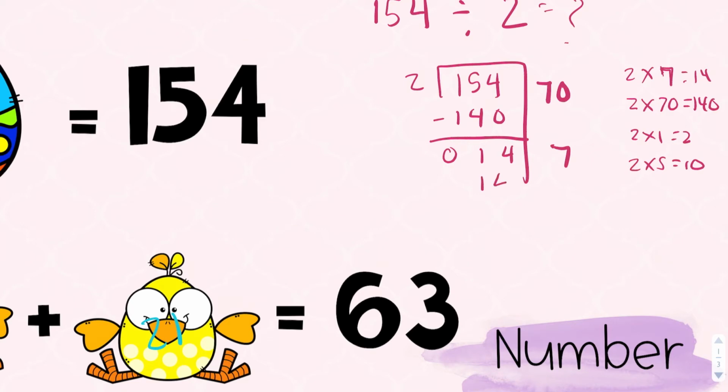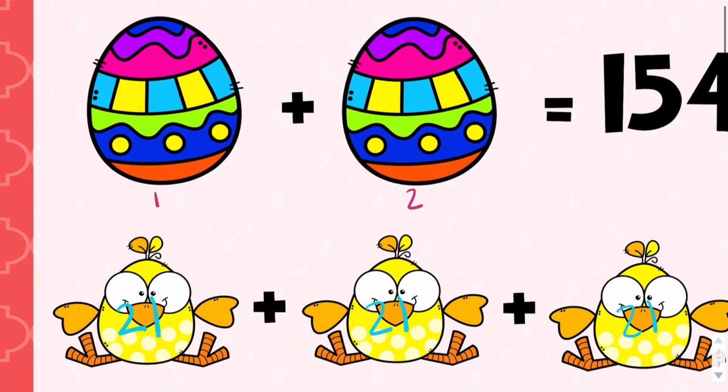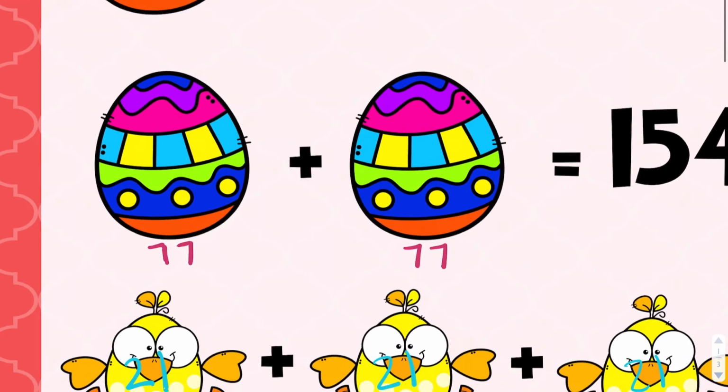So I know 2 can go into 14 7 times, and now I'm left with 77. So I know the value of each of those eggs, the decorative eggs, is worth 77. So 77 plus 77 is going to equal 154, and you can see in a second that I'm going to check my work with my repeated addition.